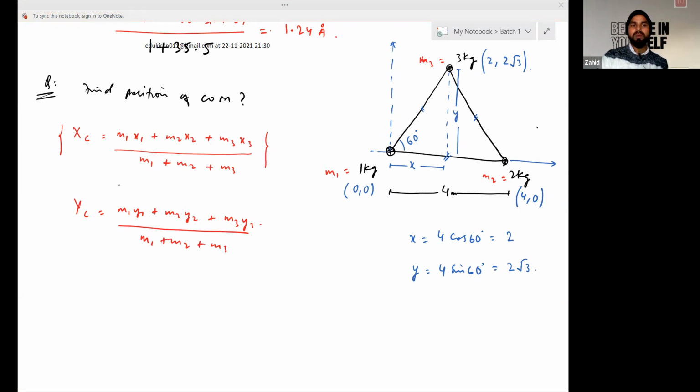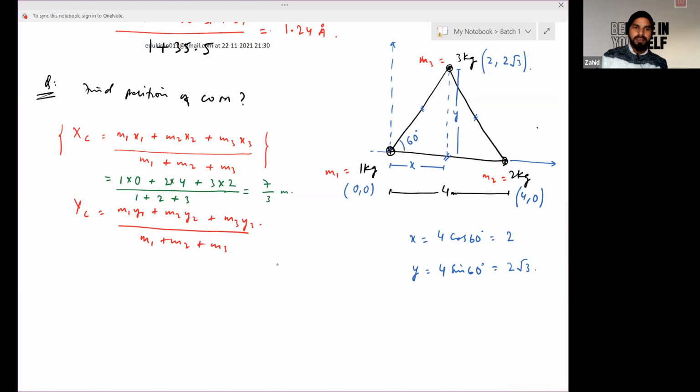M1 is 1, x1 is 0, m2 is 2, x2 is 4, m3 is 3, and x3 is 2. Divide by m1, m2, m3. 1 into 0 will be 0, 2 into 4 will be 8, and 3 into 2 will be 6. 8 plus 6 will be 14. Divide by 6. So it will be just 7 by 3 meters. Is it clear, Hamza?